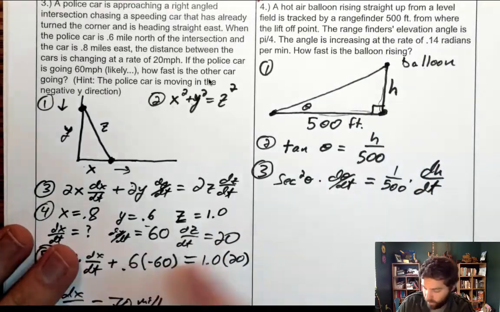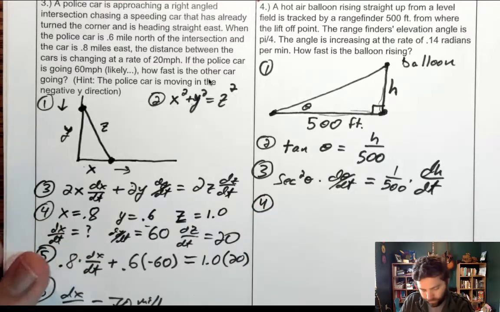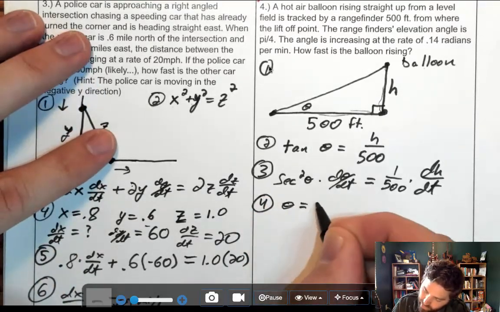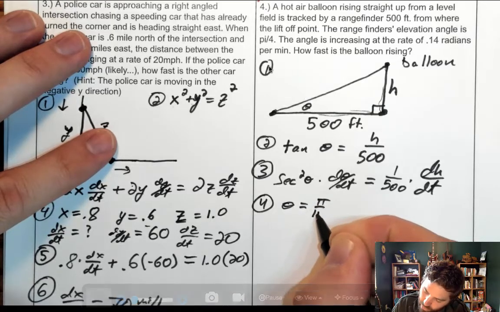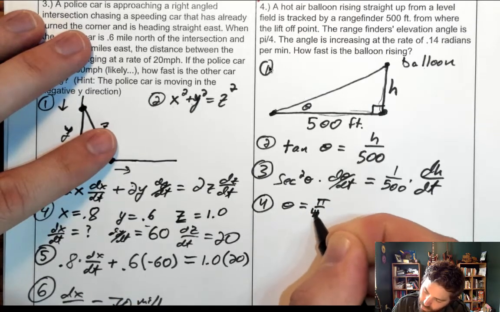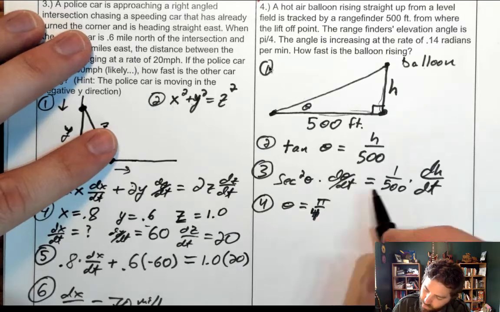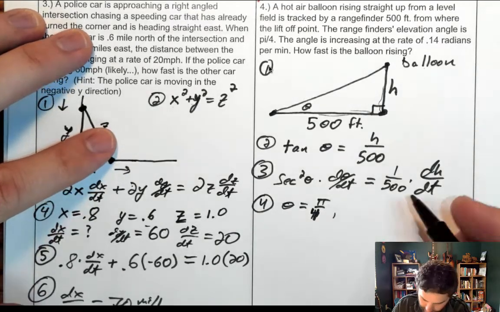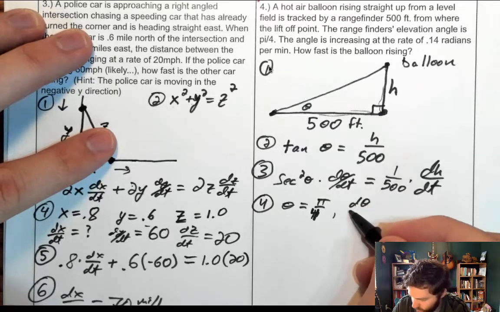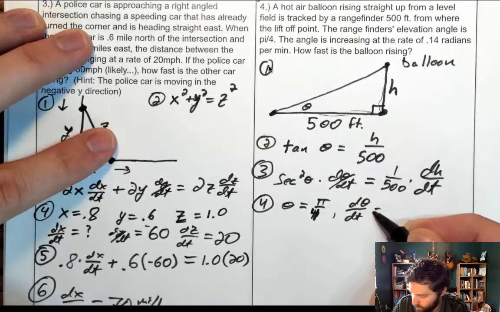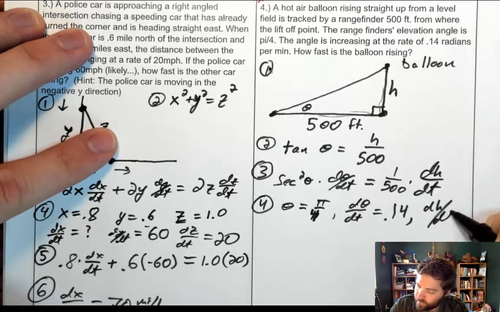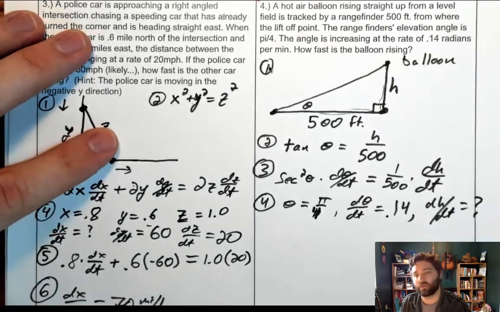Step 4. Write down everything you know. We know that theta, the angle at the instant, is pi over 4. We know that d theta/dt is 0.14 radians per minute, so 0.14. And then we want to know what dh/dt is.